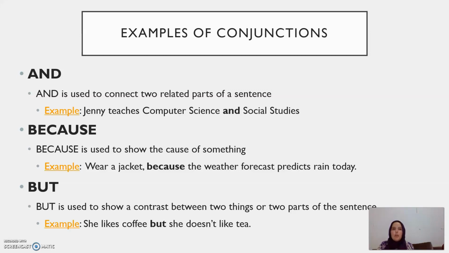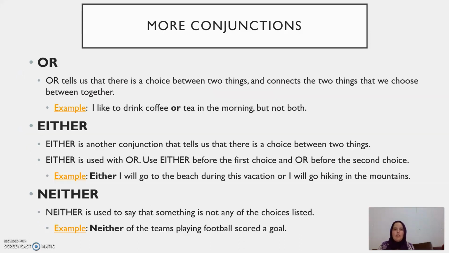But is used to show a contrast between two things or two parts of the sentence. Look at this example. She likes coffee, but she doesn't like tea. But shows us that the difference between coffee and tea is that she likes coffee and she does not like tea. Pause the video now to write down these other examples of conjunctions in your notebook.